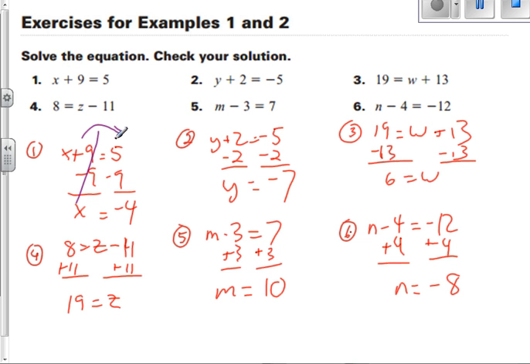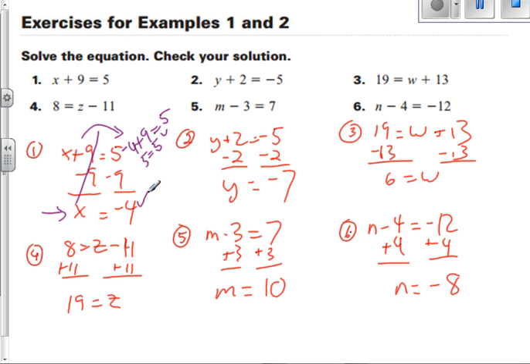In the process of doing that, we subtract 9 from both sides. Therefore, I have x is equal to negative 4. If I do my check real quick on the side, I have 4 plus 9 is equal to 5. I'm sorry, that's a negative 4. So negative 4 plus 9 is equal to 5, and 5 is equal to 5. All right, so my check works, therefore I know my x is right.